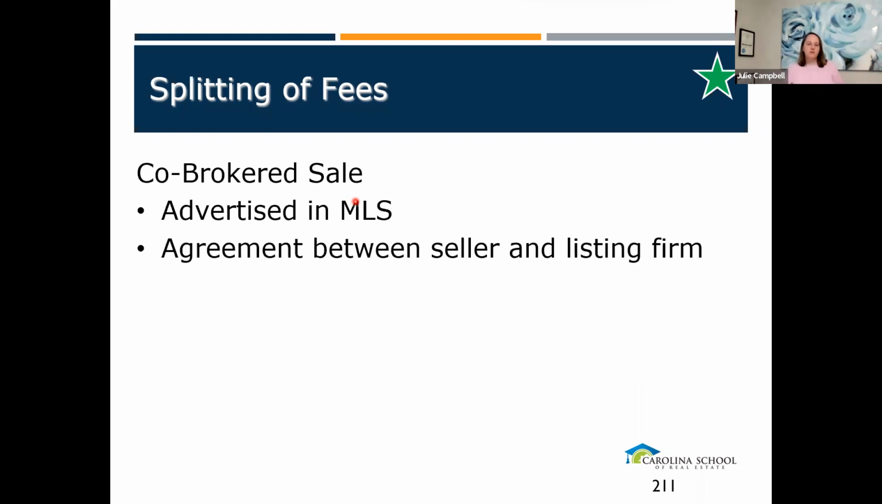If you bring me this ready, willing, and able buyer, this is how much we're going to pay you. Remember, we said all firms' policies are different. So the listing firm may not be offering what your firm expects to collect. For example, one time I had a buyer interested in a property and I looked at the commission and it said 0.5%, a half of 1%.